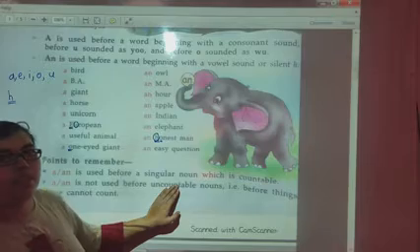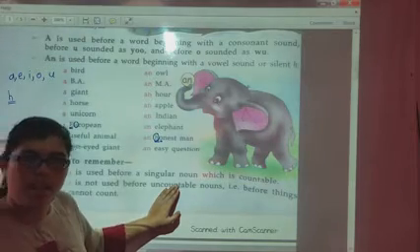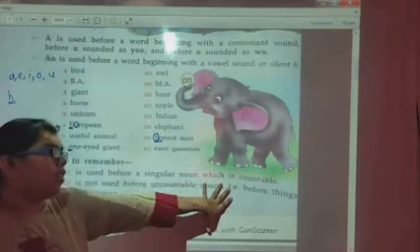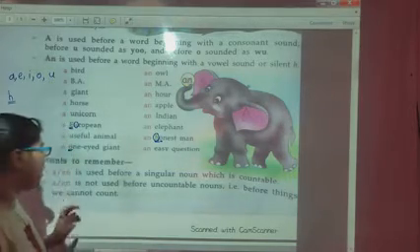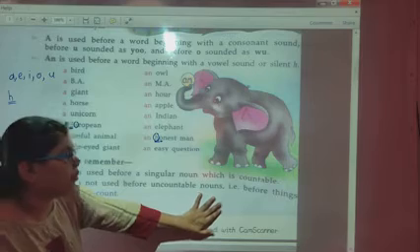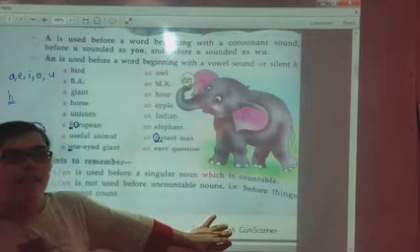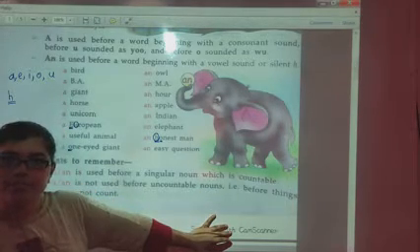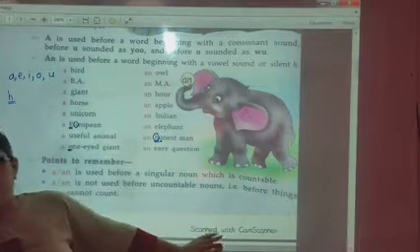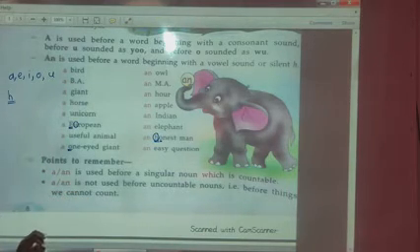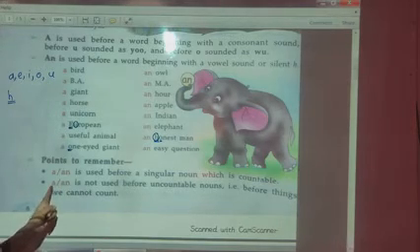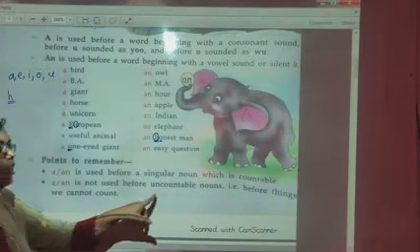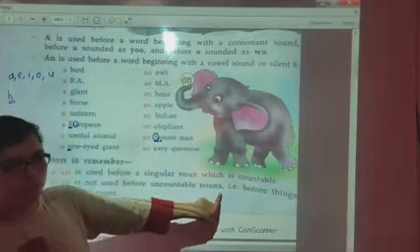In the last chapter, we studied about countables and uncountables. Countables are where we can count the number of things. It is not used before uncountable things. For example, hair, milk, water, these are things which are uncountable. We cannot count them. So we cannot use a or an before uncountable nouns.